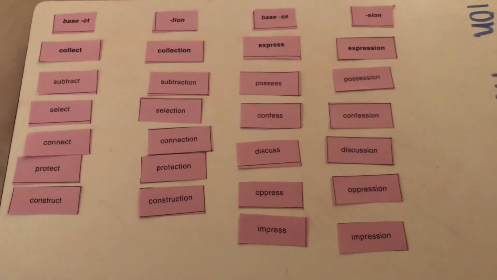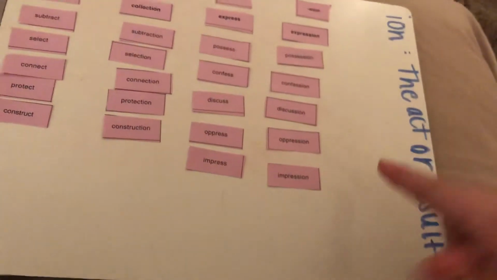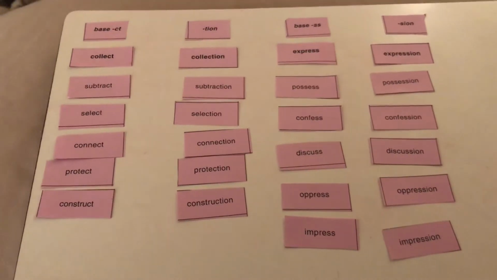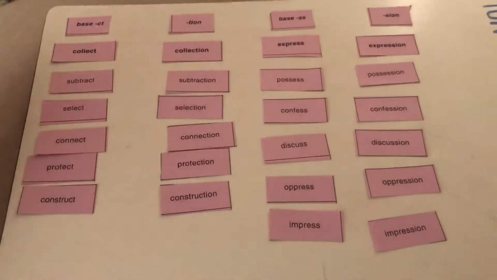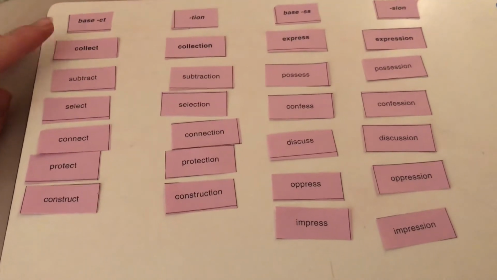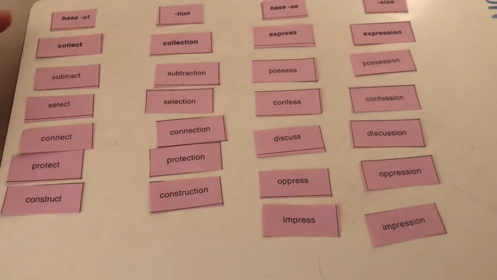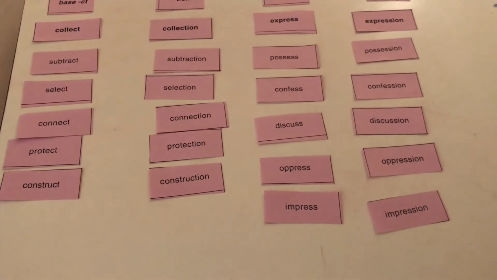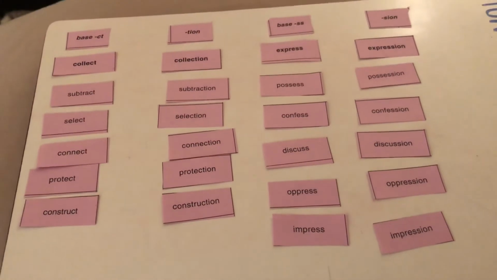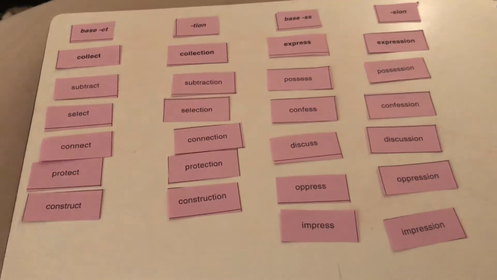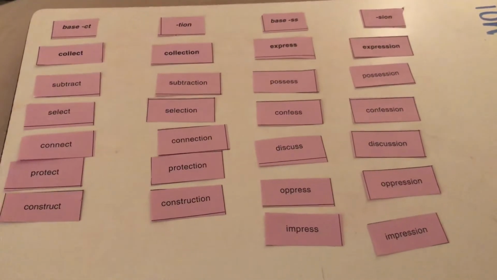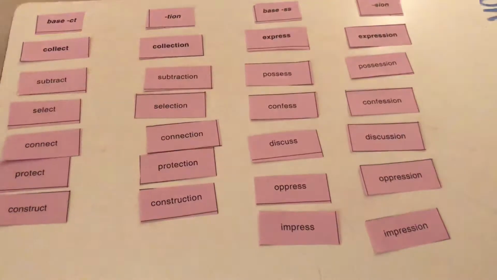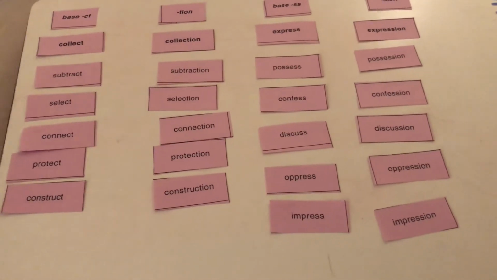Now the other thing I wanted to talk to you about is this little note I have over here. ION means the act or result. If you think about it, our ION versions of our words take from the root in their meaning also. So like collect, that might be like you're collecting baseball cards. But a collection is the result of doing that. We end up with a collection.